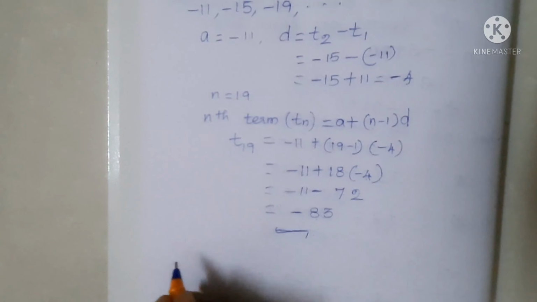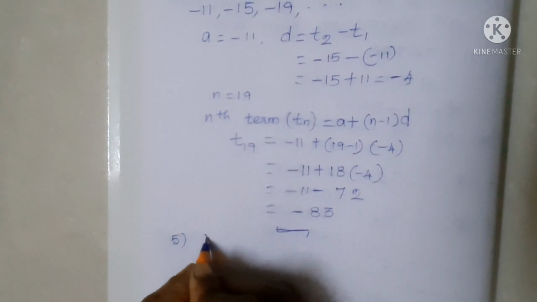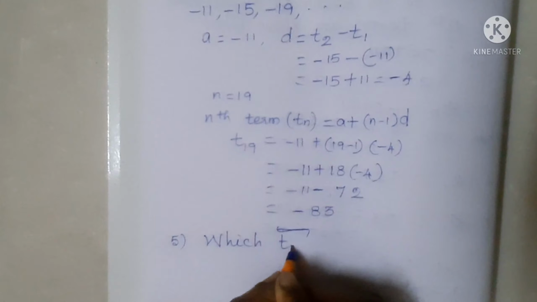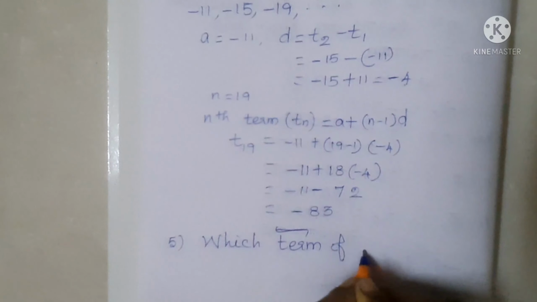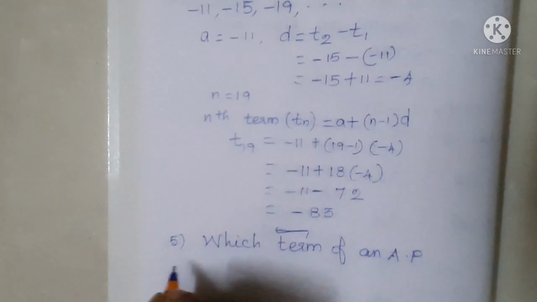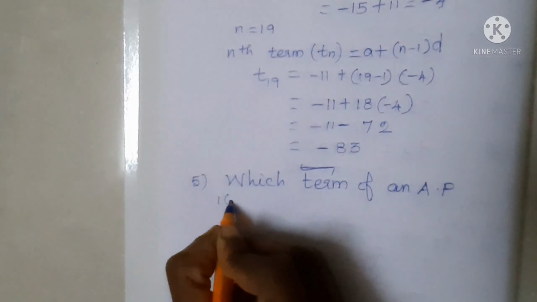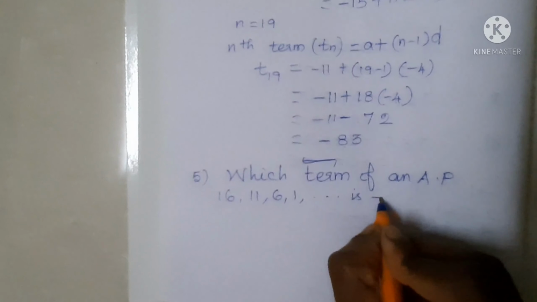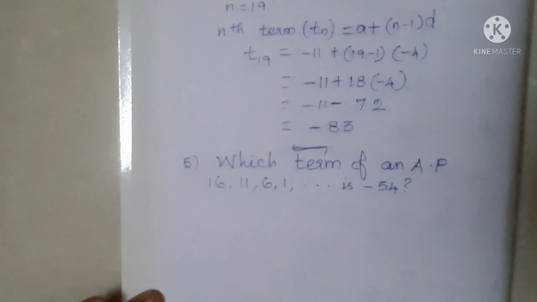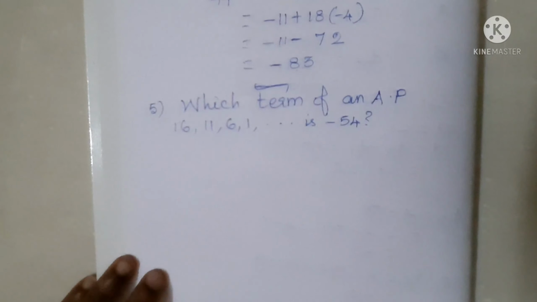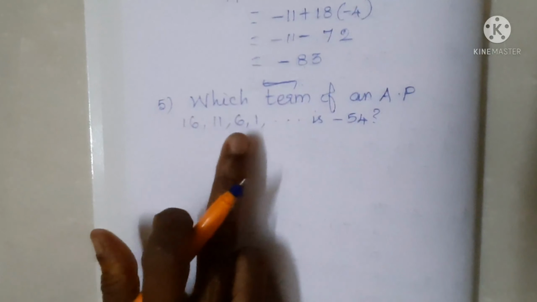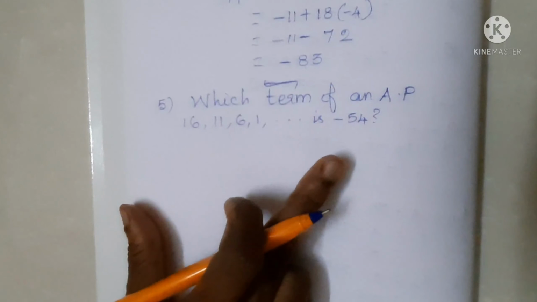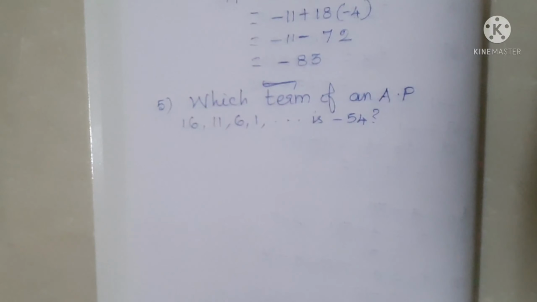Okay, so the next sum. Fifth one: which term of an AP 16, 11, 6, 1, etc. is minus 54? So now you see this one. Which term of an AP 16, 11, 6, 1, etc. is minus 54? So already I told about this one. Which term? How many terms are there means we use that formula, the number of terms.